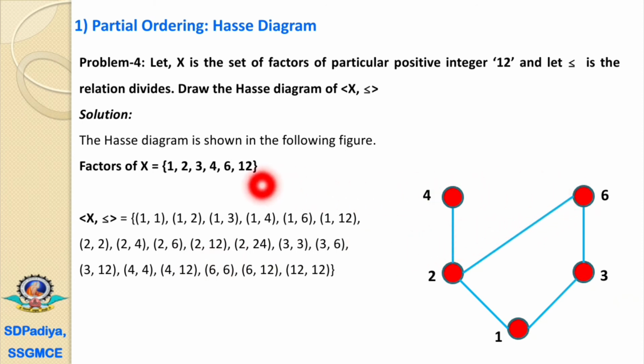Now the last element is 12. Then 4 divides 12 and 6 also divides 12. That's why we draw the 12 at the upper level and we connect 4 with this 12 and 6 with this 12.